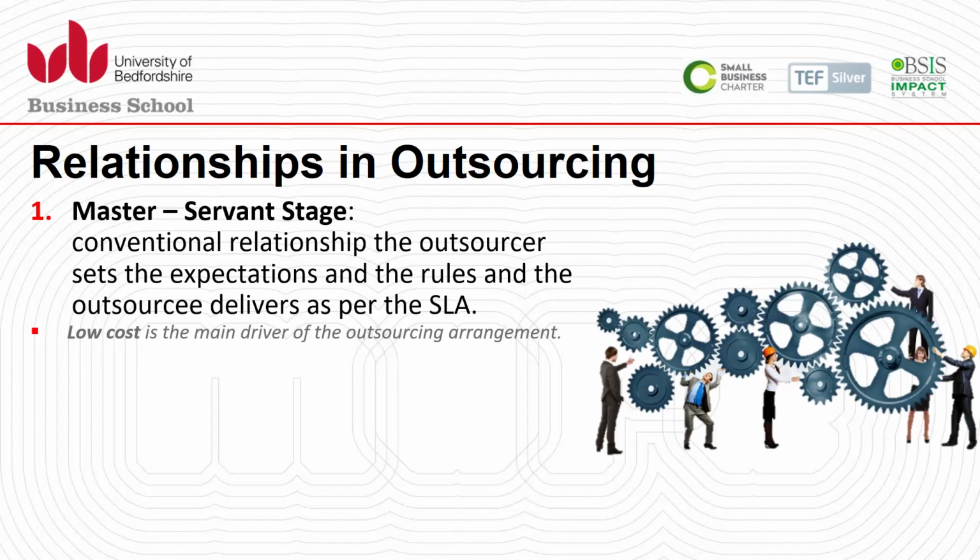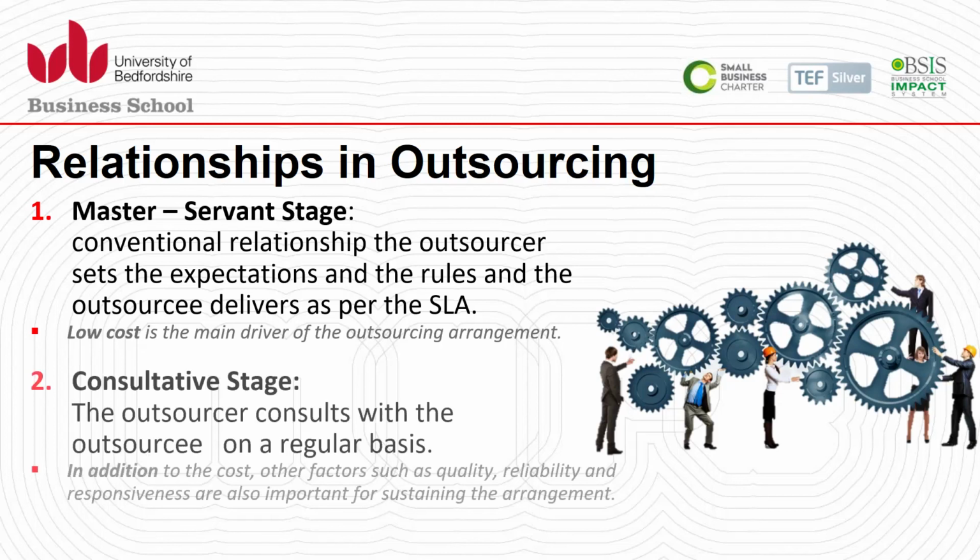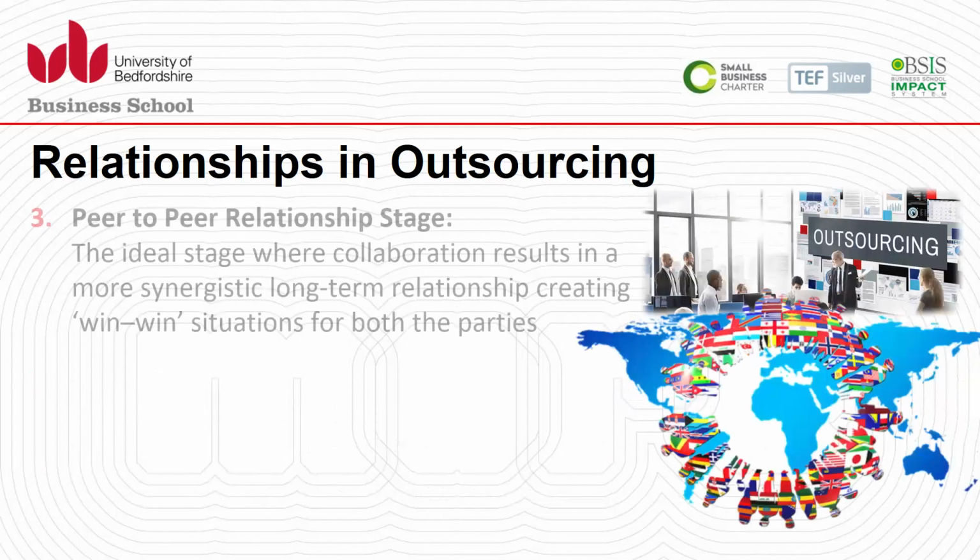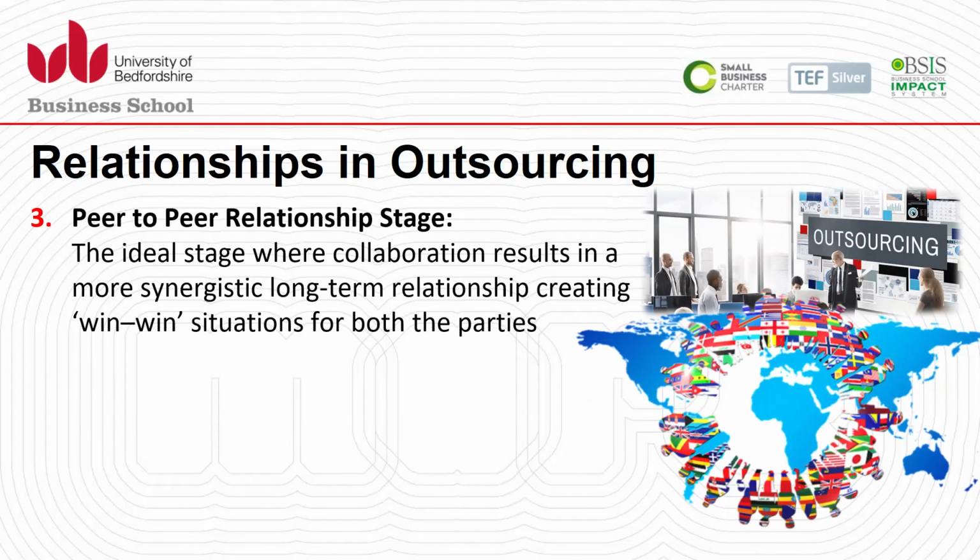Though we know cost is to be considered as one of the key factors, when we look into the second stage rather than the master servant stage, we go for the consultative stage. The outsourcer consults with the outsourcee on a regular basis. So in addition to cost, other factors such as quality, reliability, and responsiveness are also important for sustaining the long-term relationship or agreement. And if you go to the third stage, that's more like the peer-to-peer relationship stage.